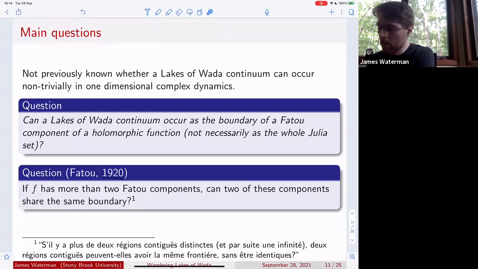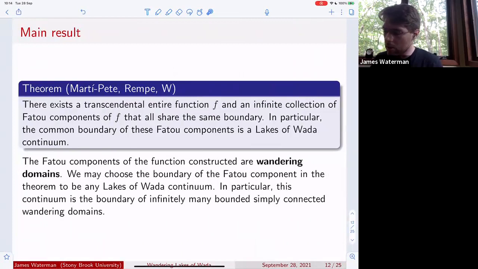Okay, so this leads us to the main result, which is that there exists a transcendental entire function with an infinite collection of Fatou components that all share the same boundary. In particular, the common boundary of all these Fatou components is a Lakes of Wada continuum. So just to stress, Lakes of Wada continua do occur in complex dynamics, which was not previously known.